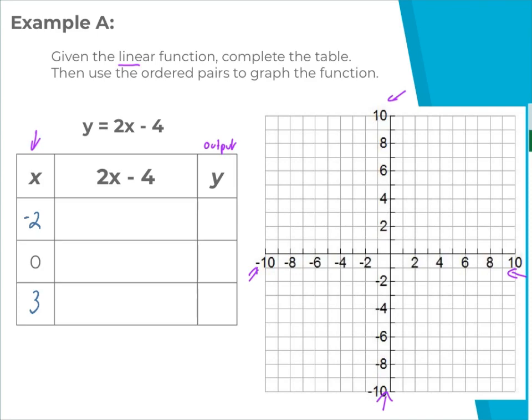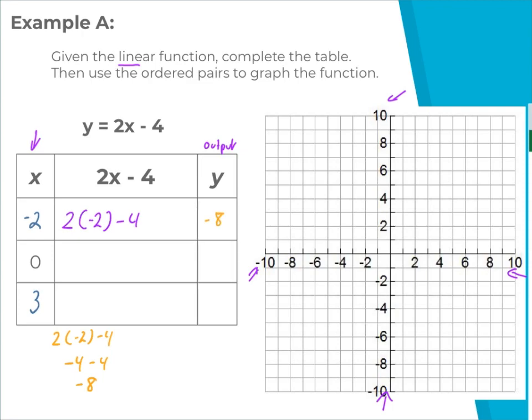So let's start with our substituting of negative 2. In order to do that, we're going to be plugging it in for x. So 2, plug in our negative 2, minus 4, and then we're going to be applying the order of operations. So down here at the bottom, I'm going to use my order of operations. 2 times negative 2 is going to give me negative 4. Negative 4 minus 4 is going to give me negative 8. So my output is negative 8.